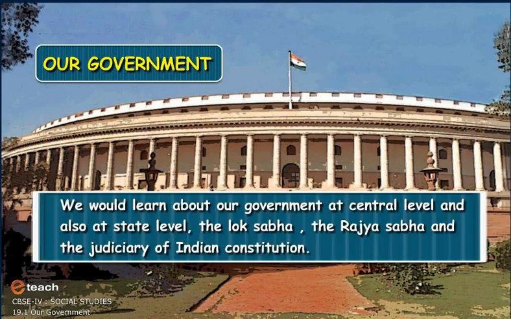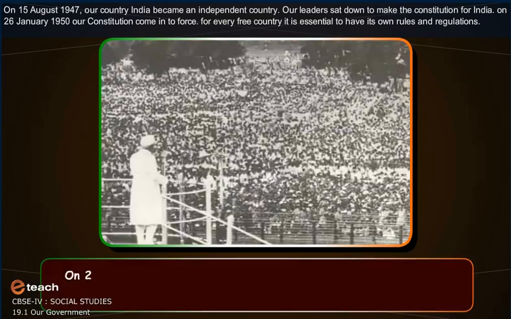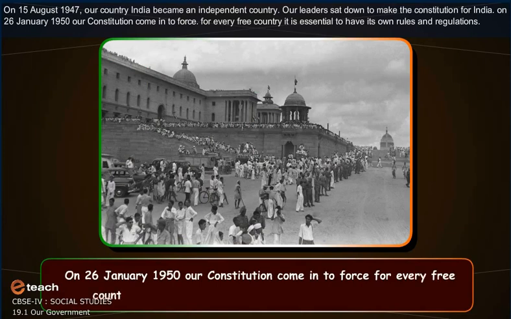Our government. We would learn about our government at central level and also at state level, the Lok Sabha, the Rajya Sabha and the judiciary of Indian Constitution. On 15th August 1947, our country, India, became an independent country. Our leaders sat down to make the Constitution for India. On 26 January 1950, our Constitution came into force.